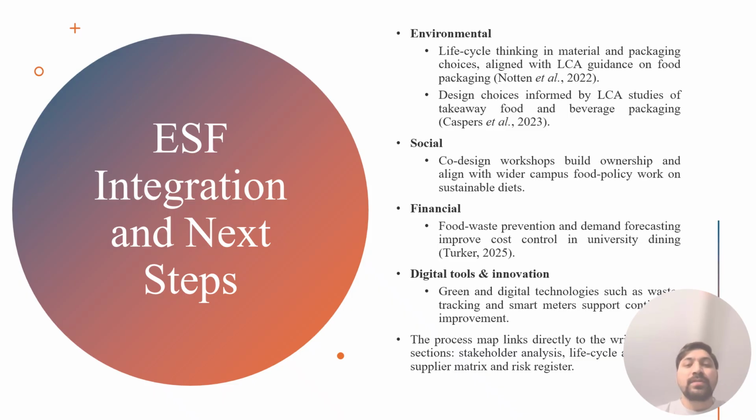Overall, the process map shows the ESF is not treated as three separate checklists. Instead, environmental, social, and financial concerns are built into the sequence of tasks, the decision gates, and the way resources are allocated.